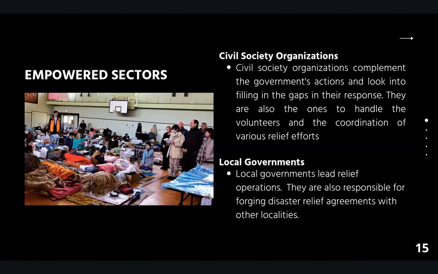support. On the other hand, local governments are given the job to initiate the disaster response as they see fit. They also forge disaster relief agreements with other localities. For example, the Japanese earthquake and tsunami saw officials from unaffected areas being deployed to the prefectures of Miyagi, Iwate, and Fukushima, the three prefectures that were heavily affected by the disaster. They were deployed by their respective prefectures in order to provide support for the affected communities.